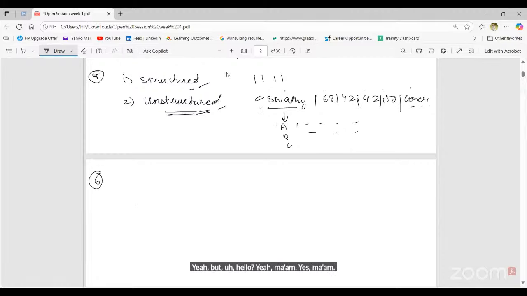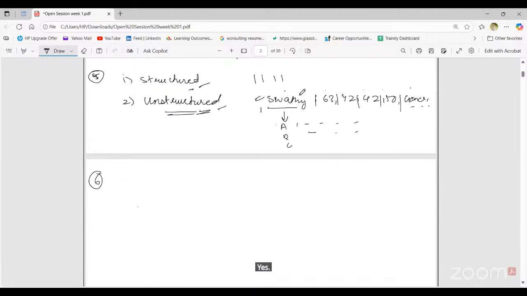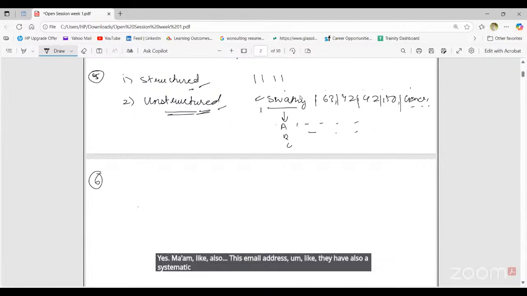But what about the phone number? Is it structured or unstructured? That is only a phone number, nothing else, right? So that's a structured data also. Gmail address, like they have also a systematic organization for email address also. Is it structured or not?